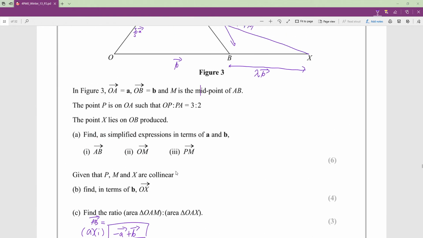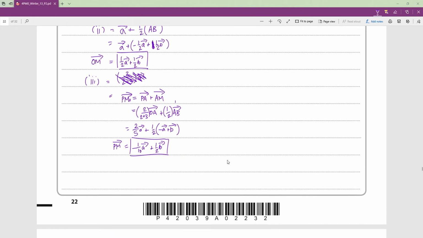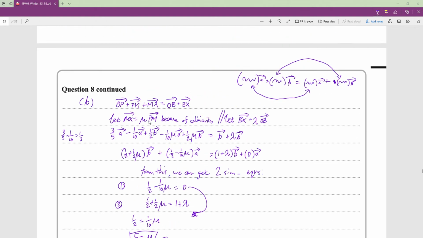And because we are looking for OX, the entire length, O to B plus B to X, which is 1 plus lambda times B, we can go directly from this result to saying that OX is equal to 3B. And that's this part of the question complete.